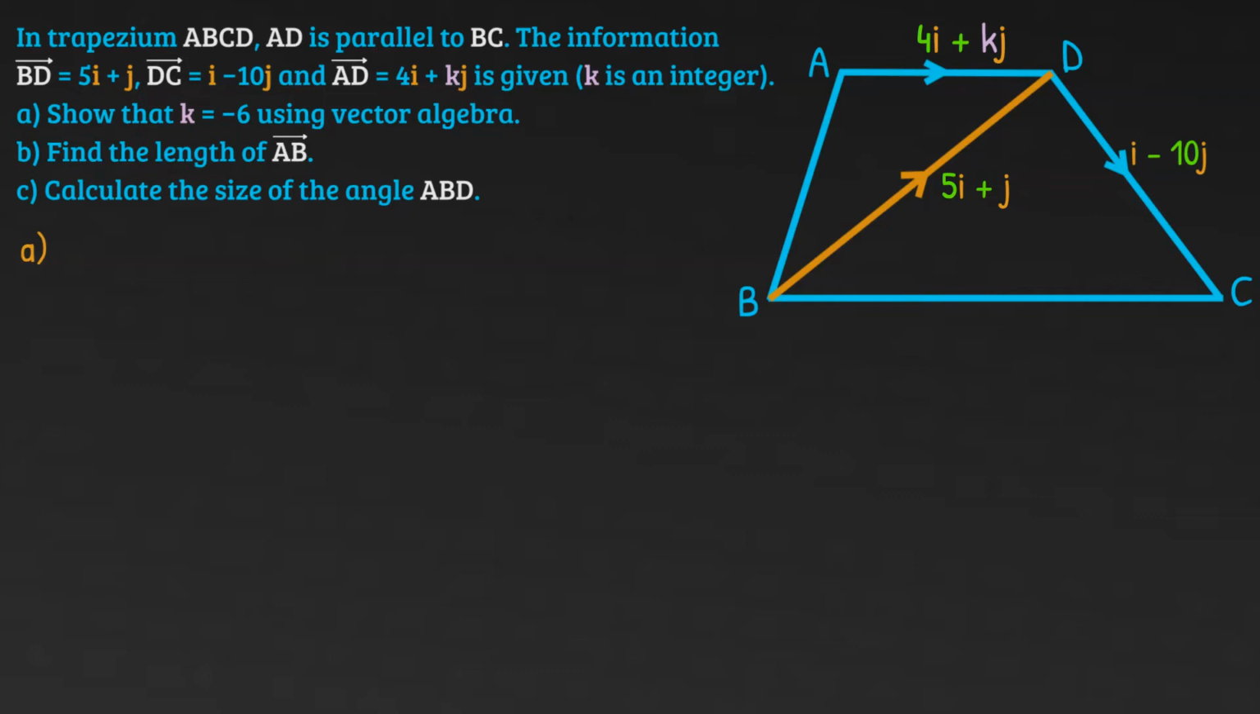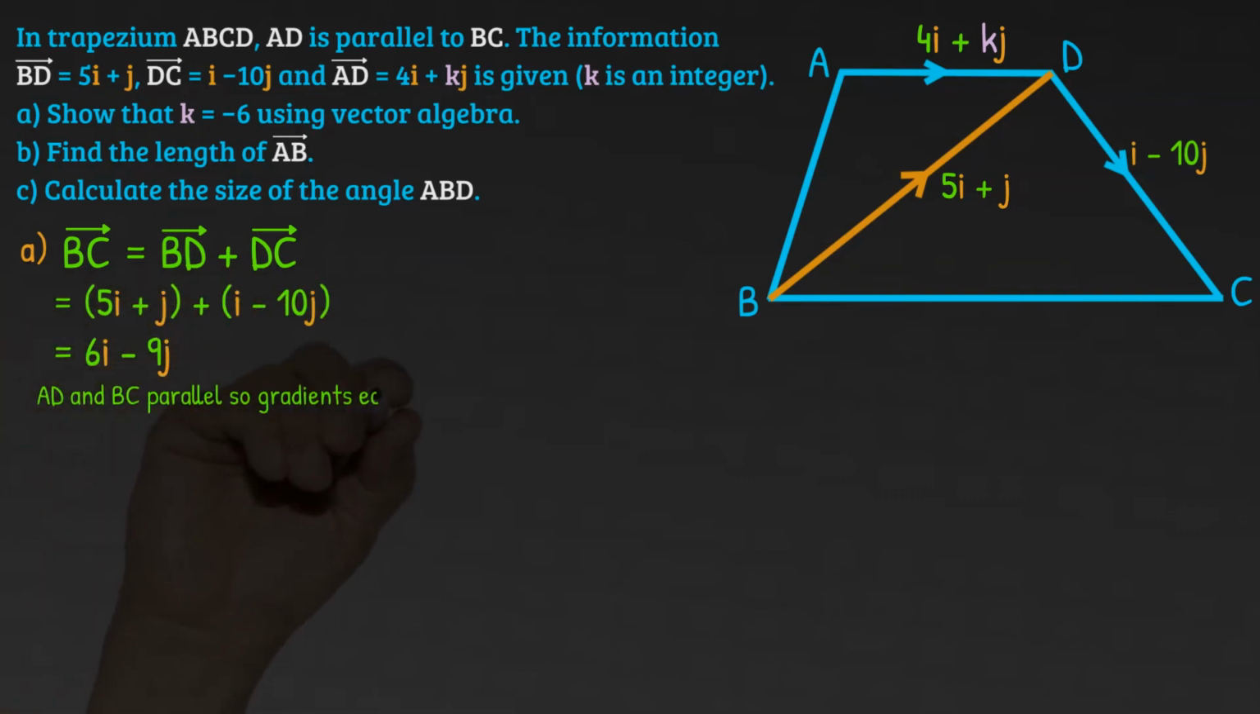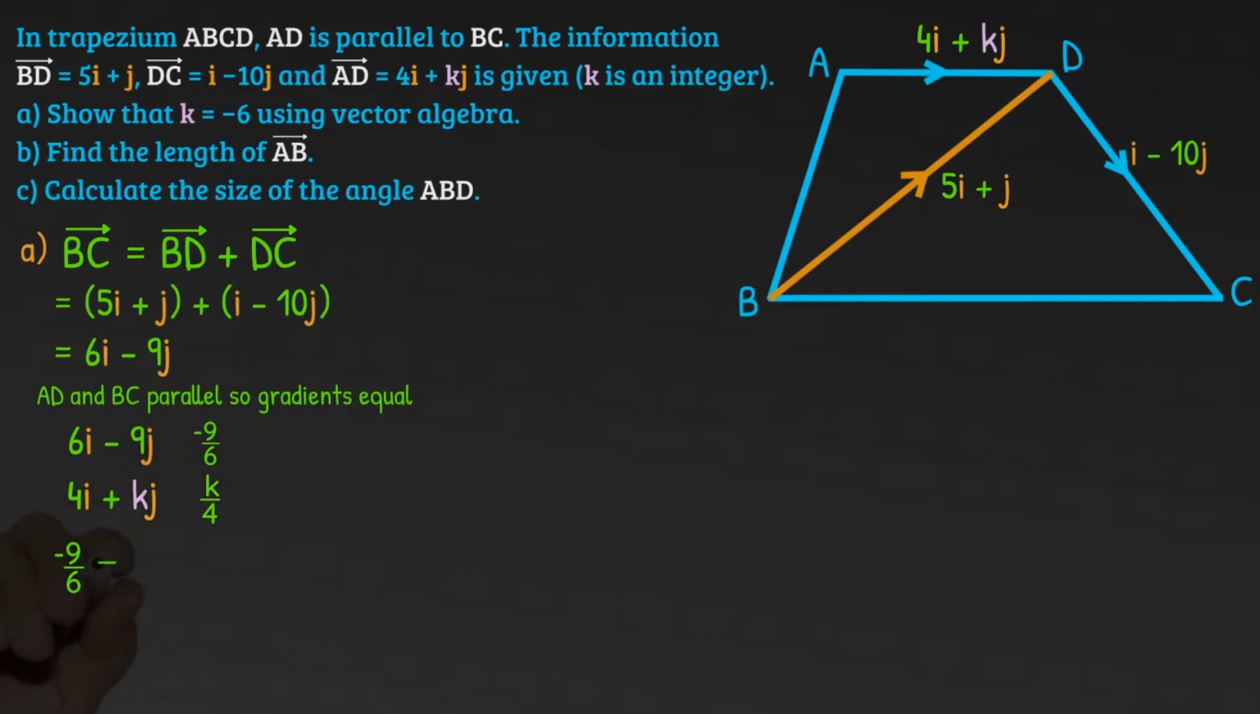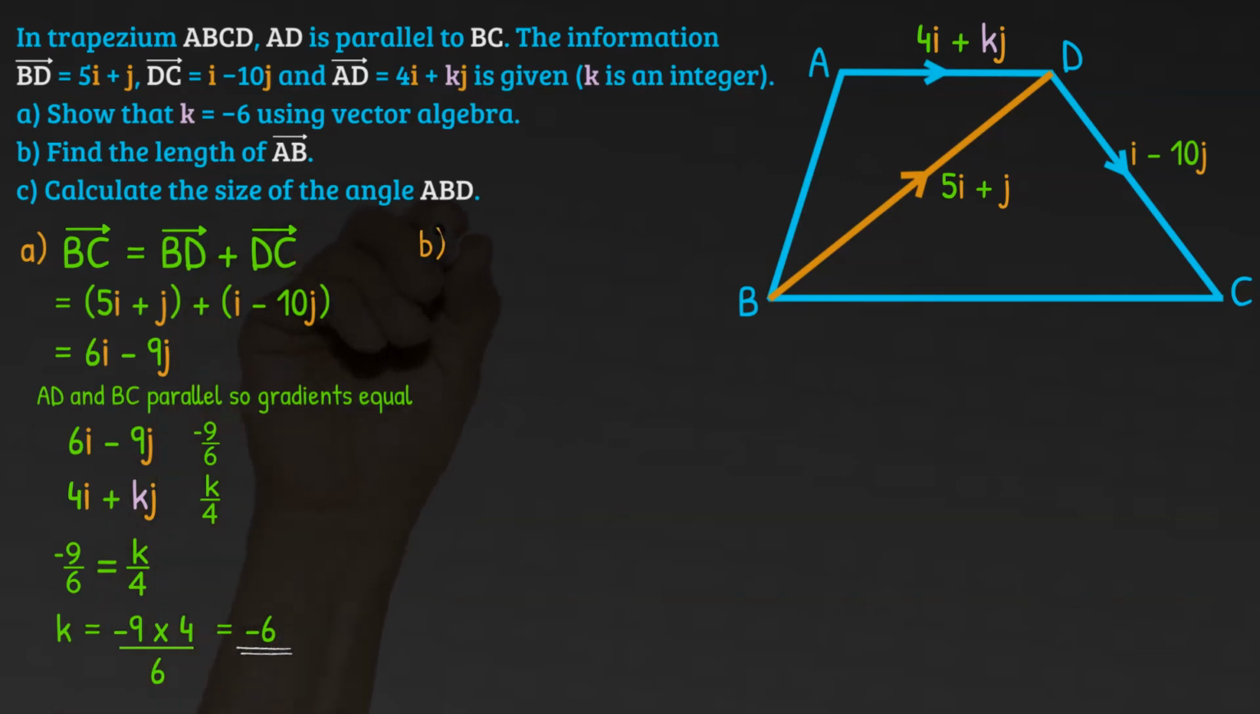Now we know AD and BC are parallel, therefore their gradients must be equal. But first we have to work out BC, which is BD plus DC, so it's equal to 6i minus 9j. Then we can work out the gradient for BC, which is minus 9 over 6, and also the gradient for AD, which is k over 4. Now these two gradients are equal, so then we can rearrange that equation for k, and if you work it out, you get -6.